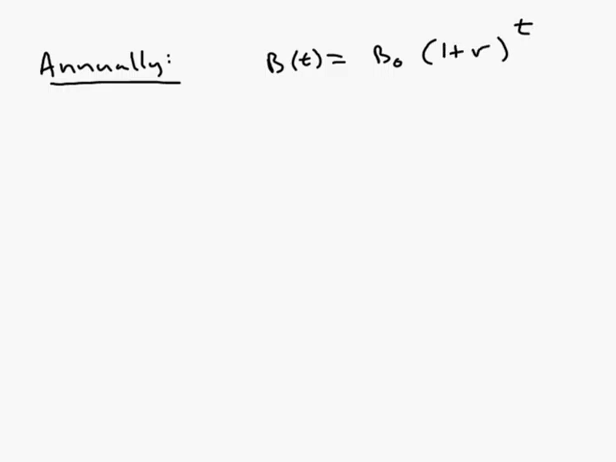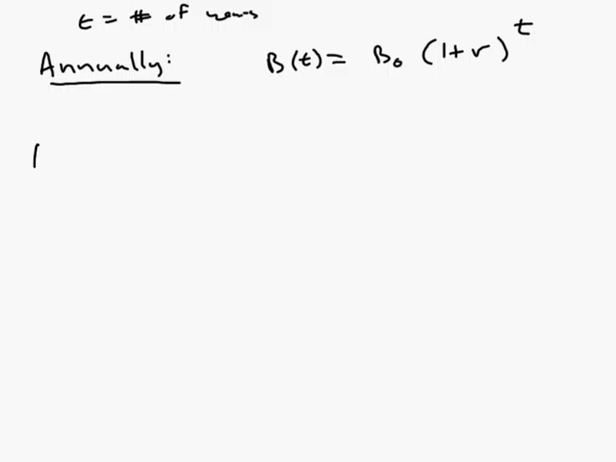So, different ways to compound. What we've seen so far is that we can compound our investments annually, and we end up with this formula: the balance as a function of time is the starting balance, denoted B sub 0 or B naught, times 1 plus the rate, to the t. Now, for the sake of these problems, we're going to let t equal the number of years.